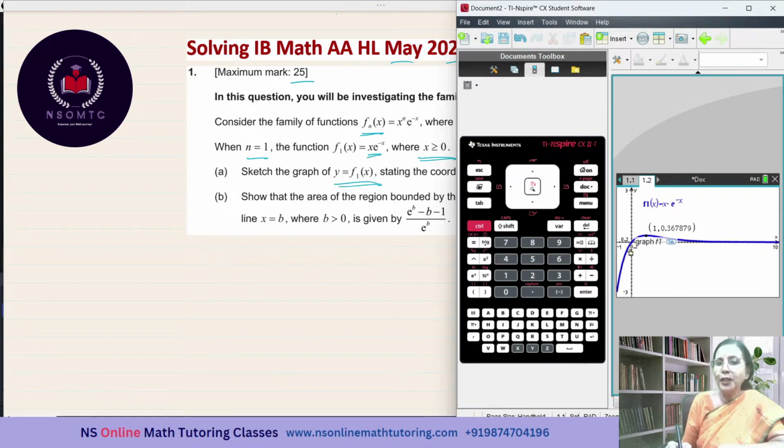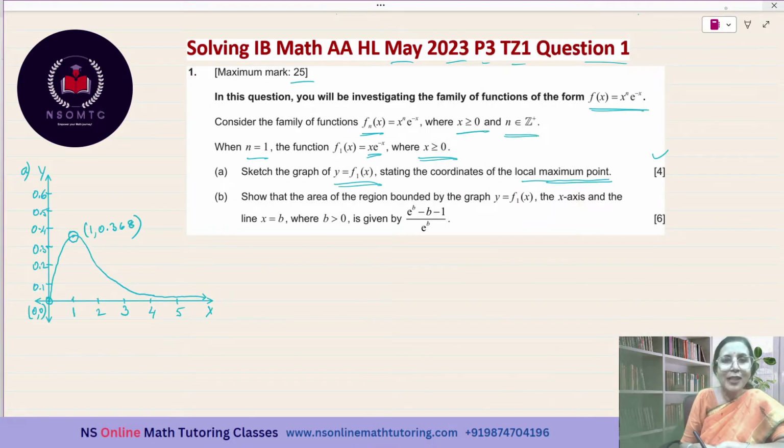I'll obviously not be taking the portion which is lying towards the left side of the y-axis. I'll be starting to draw the graph from x equal to 0, the origin. When x equal to 0, y is also equal to 0. So the graph will be starting from the origin. Okay, so this is the curve that I have drawn.